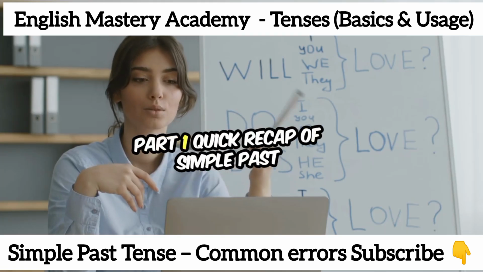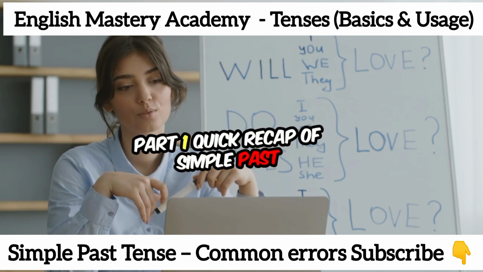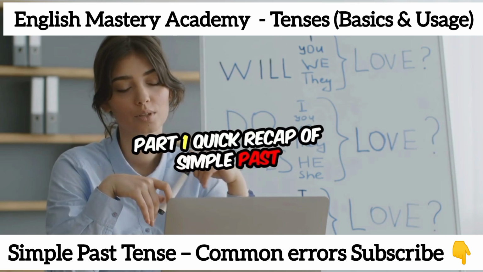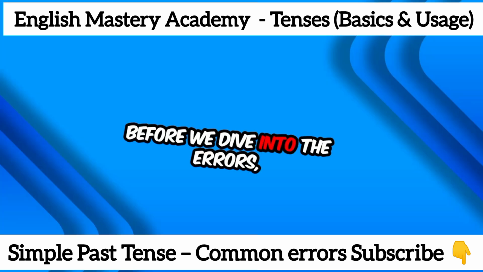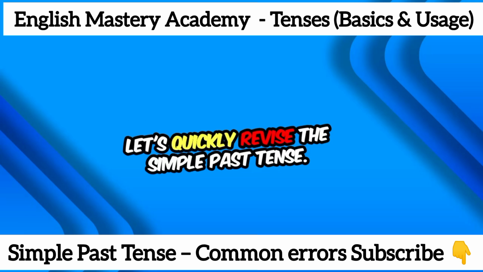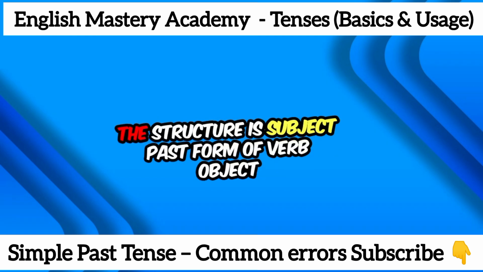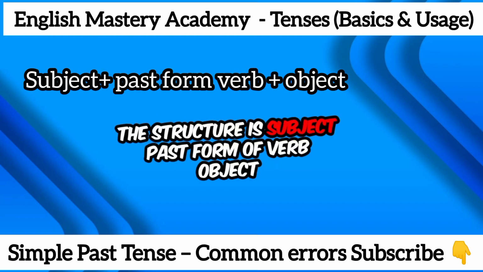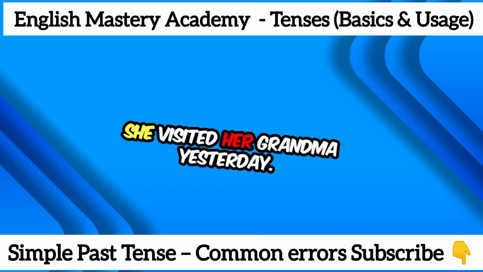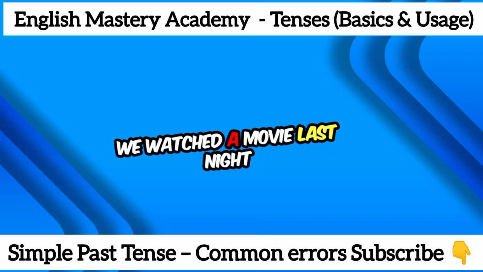Part 1. Quick recap of simple past. Before we dive into the errors, let's quickly revise the simple past tense. It is used to talk about actions that happened in the past. The structure is subject plus past form of verb plus object. She visited her grandma yesterday. We watched a movie last night.